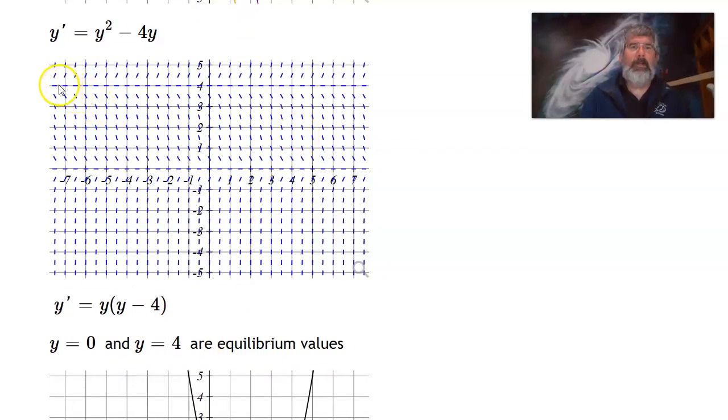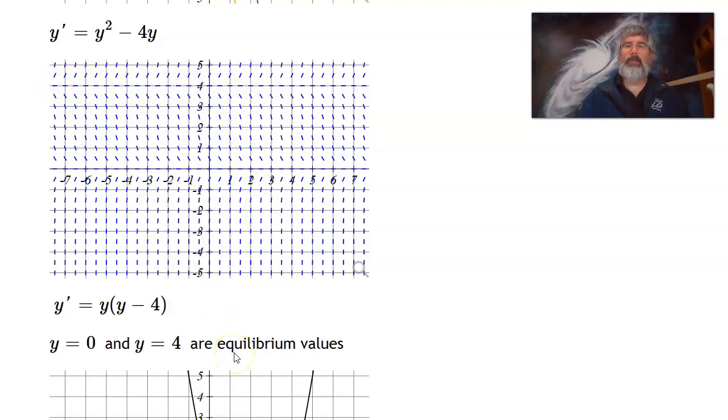Notice in the thing up here that at y equals 4, all of the little hash marks are horizontal. That is, y equals 4, the constant function y equals 4, is a solution to this differential equation. Because if you plug y equals 4 in on the right-hand side, that's going to make this factor equal to 0, so the whole thing is going to be 0. But the derivative of that constant function is 0. So 0 is equal to 0. y equals 4 is a solution to that differential equation, and you can see that right there.